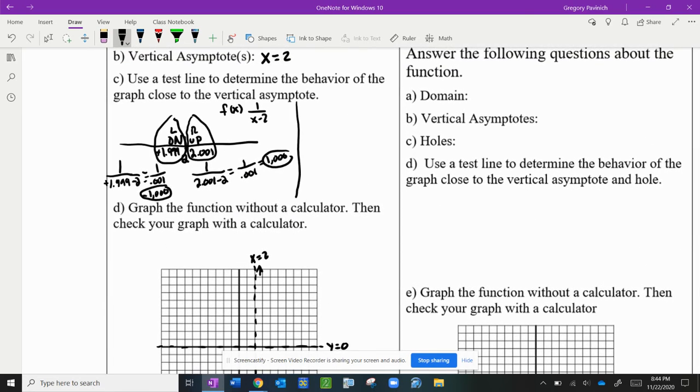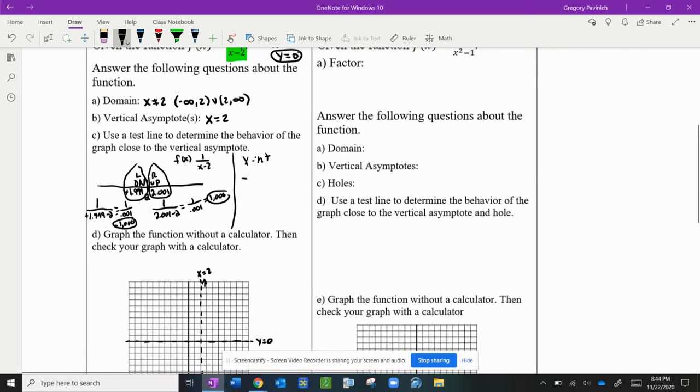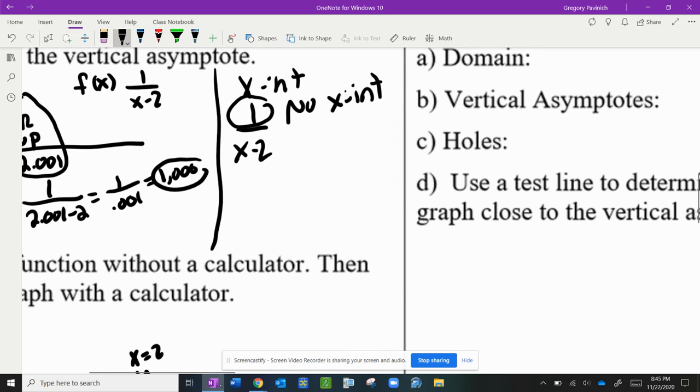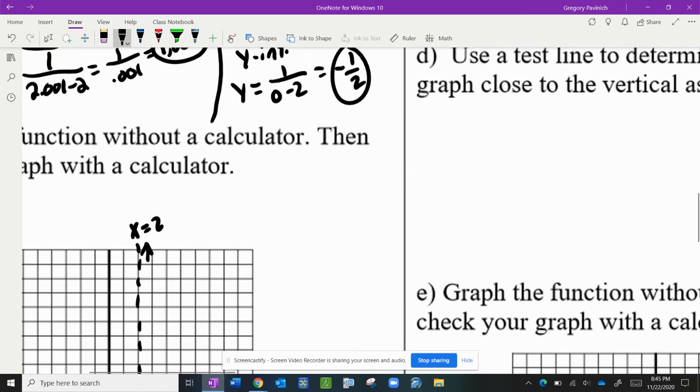Okay, the next thing I can do is get my x-intercepts. That's where my numerator is equal to 0. Well, guess what? I have no x values in my numerator, so there are no x-intercepts. There's no value that I can plug into the numerator that will cause it to be 0. Now my next is my y-intercept. My y-intercept is where my x is equal to 0, and so that's what happens, negative 1. Go ahead and put that on there.